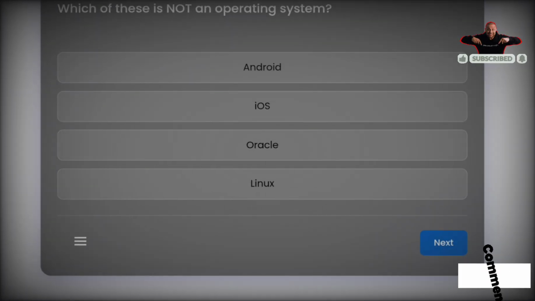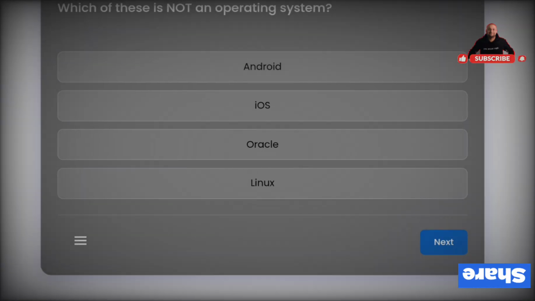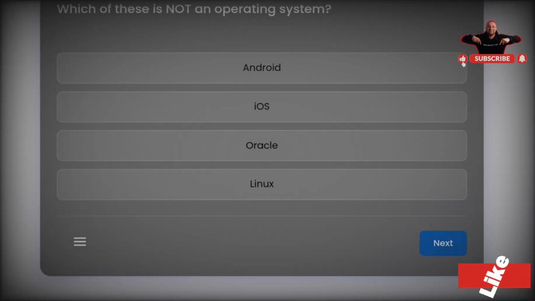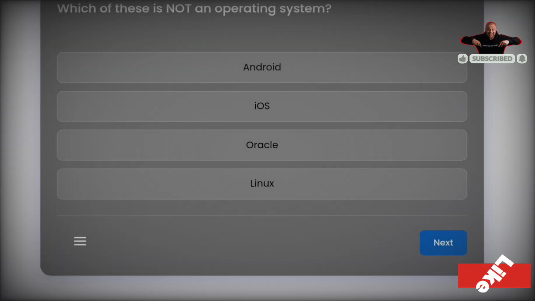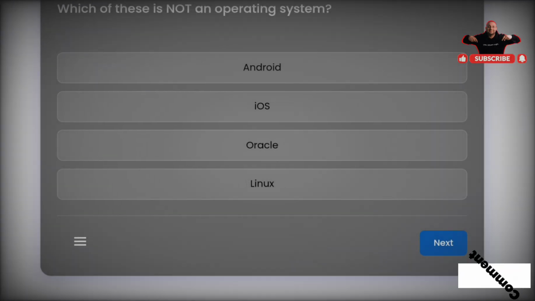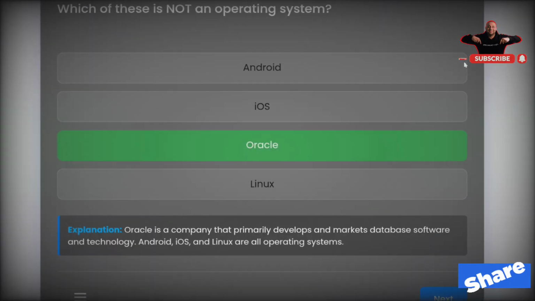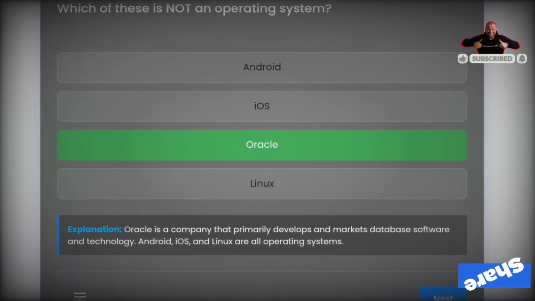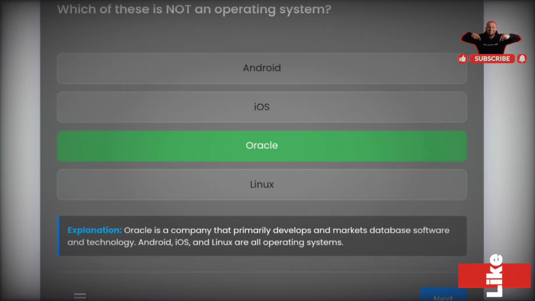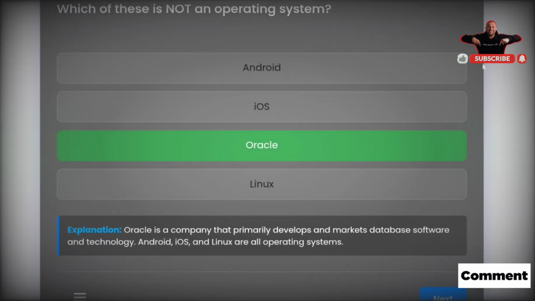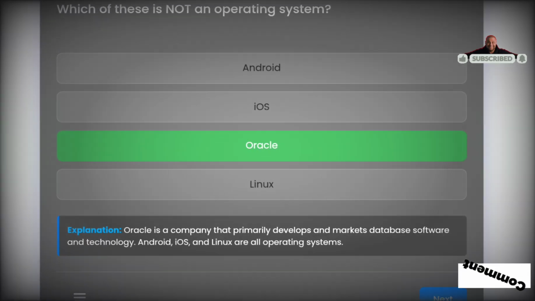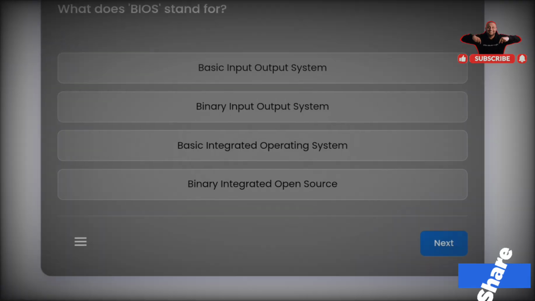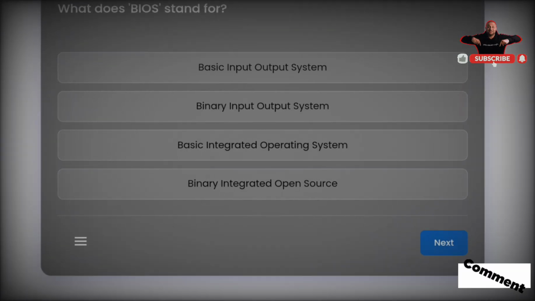नेक्स्ट क्वेश्चन, व्हिच ऑफ दिस इज नॉट एन ऑपरेटिंग सिस्टम? इसमें कौन सा ऑपरेटिंग सिस्टम नहीं होता है? भाई एंड्रॉयड होता है, आईओएस होता है, लिनक्स होता है, बट ओरेकल is not an operating system. Oracle is a company that primarily develops and markets database software and technology. Android, iOS or Linux, they are operating system. Okay. Next question, what does BIOS stand for?